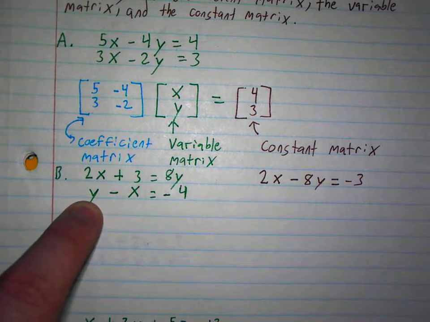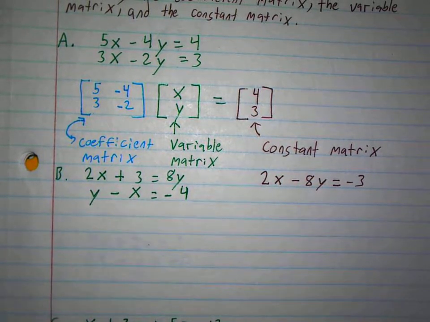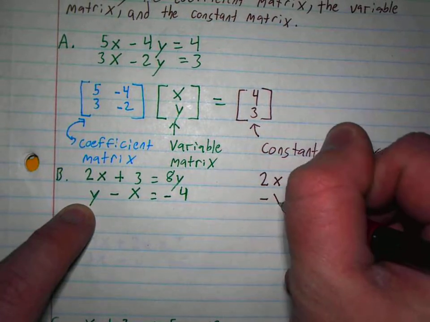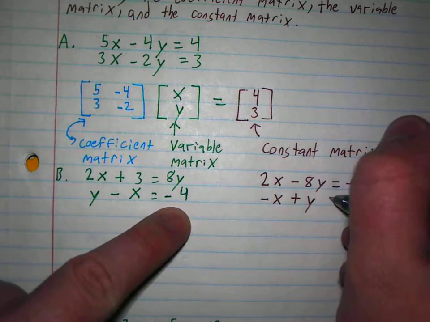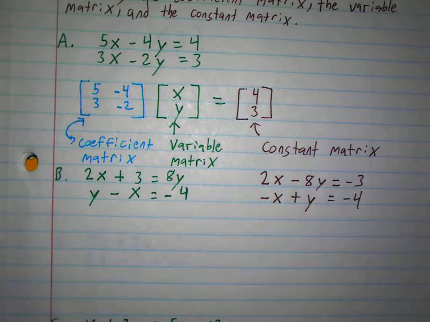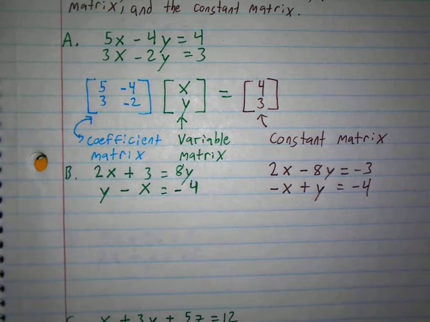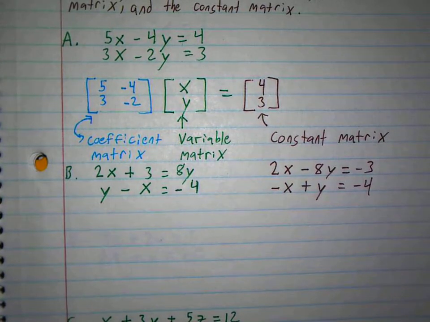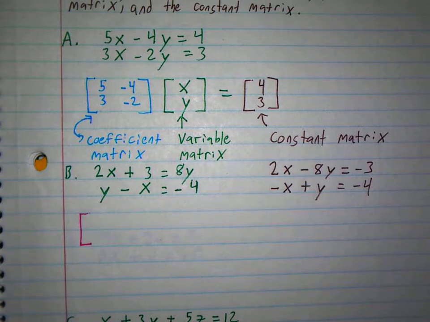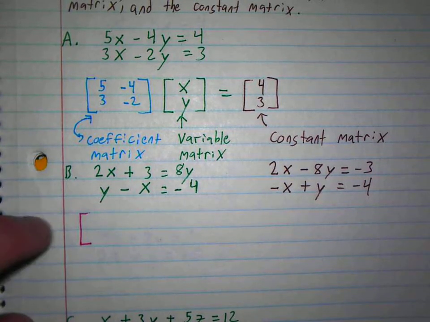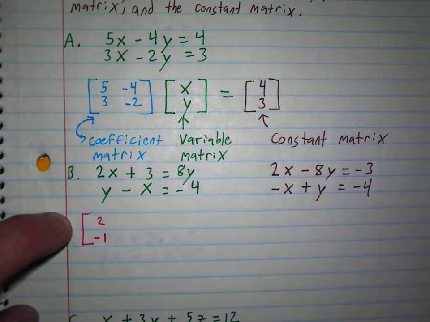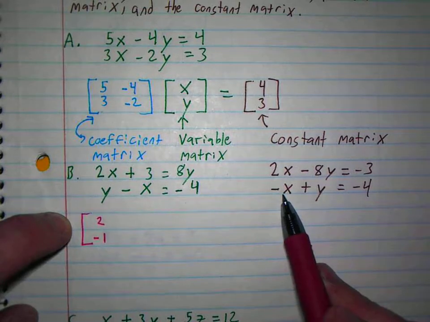Now here, it's almost in the right order, but it needs to be x then y. So you're going to put negative x plus y. So in other words, put it in standard form. And then write your matrix. So help me out. What would be the first matrix? 2, negative 1. What else? 8, 1, right?